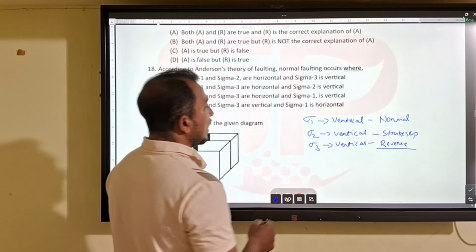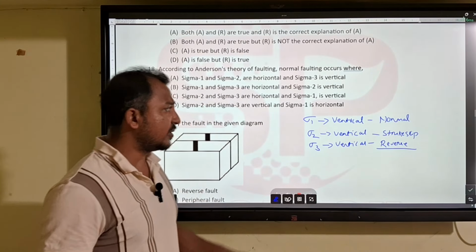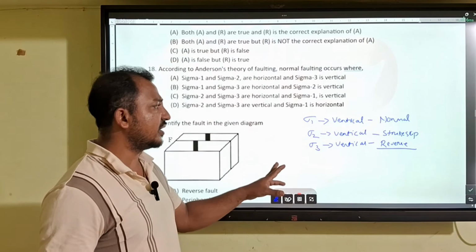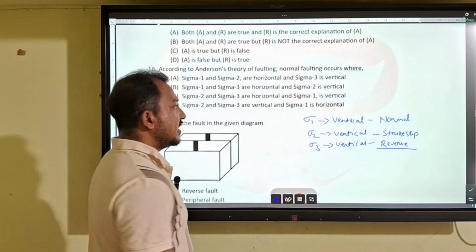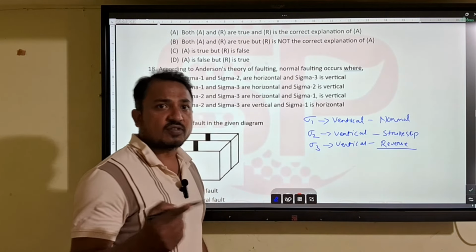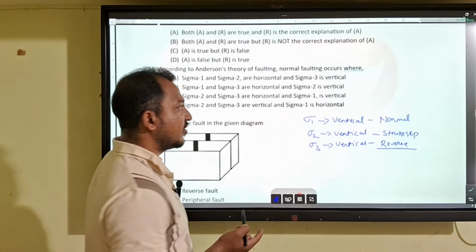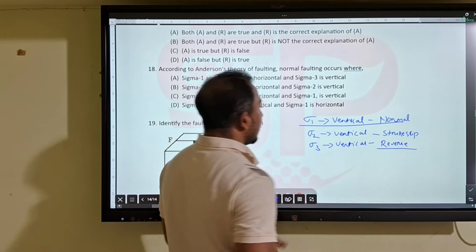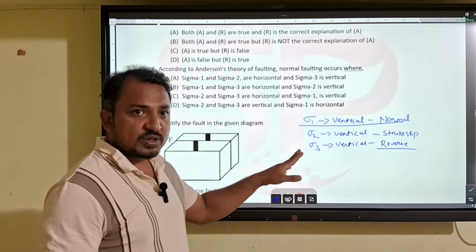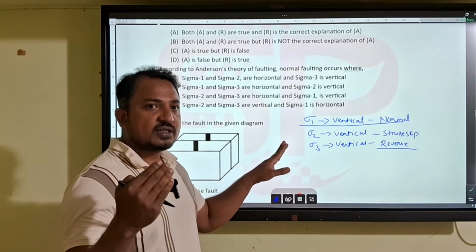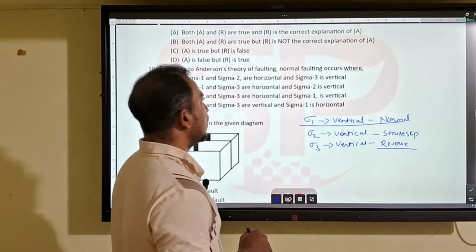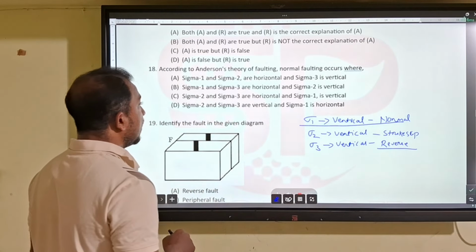So if sigma 1 is vertical, then it is a normal fault. If sigma 2 is vertical, it is a strike slip fault. If sigma 3 is vertical, it is a reverse fault. When sigma 1 is vertical, the other two are horizontal, meaning sigma 2 and sigma 3 are horizontal in the case of a normal fault. In a strike slip fault, sigma 2 is vertical and the other two, sigma 1 and sigma 3, are horizontal. In a reverse fault, sigma 3 is vertical and the other two, sigma 1 and sigma 2, are horizontal. So in a normal fault, we know sigma 1 will be vertical.